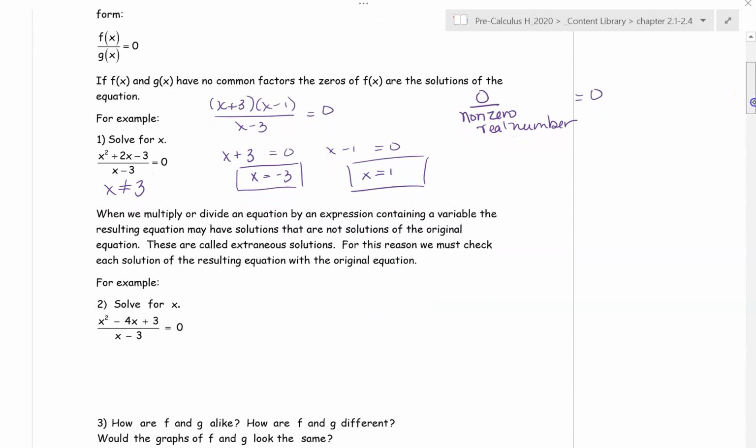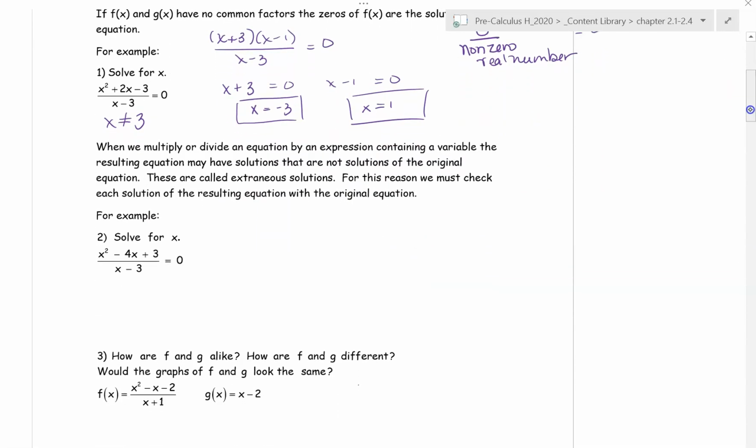Okay, here we go. Let's go ahead and take a look at the next example. It says, when we multiply or divide an equation by an expression containing a variable, the resulting equation may have solutions that are not solutions of the original equation. These are called extraneous solutions. For this reason, we must check each solution of the resulting equation with the original equation. So go ahead and pause the video again and factor the numerator and solve for x for number 2.